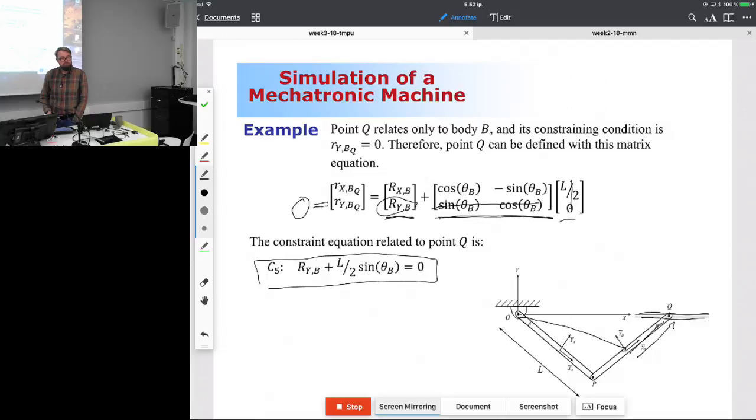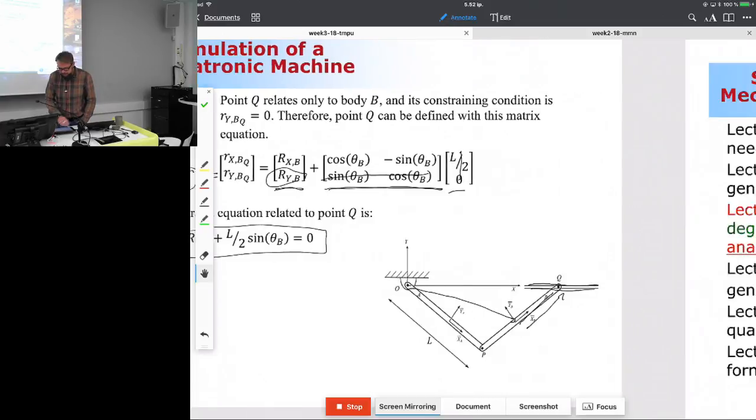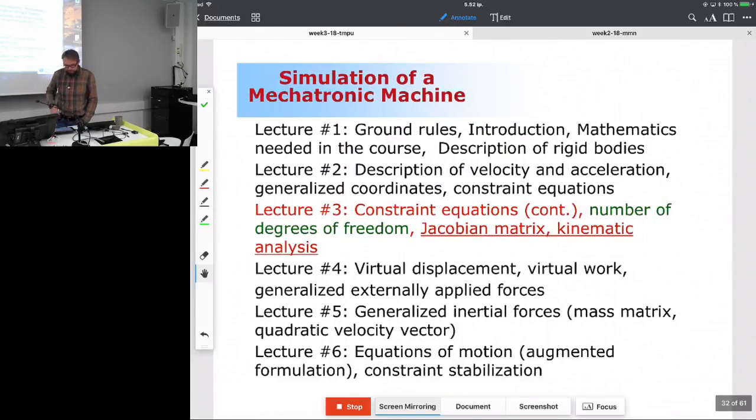Nice. Okay. So we have 8 minutes of time, and it's not going to be enough to open a completely new topic, which is the Jacobian matrix and kinematic analysis. But shortly, here is what to expect to see next week.